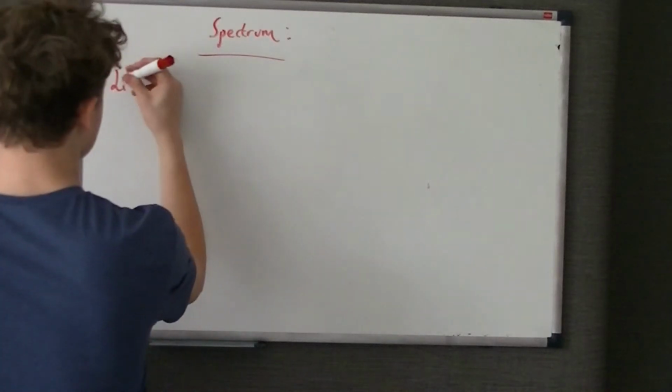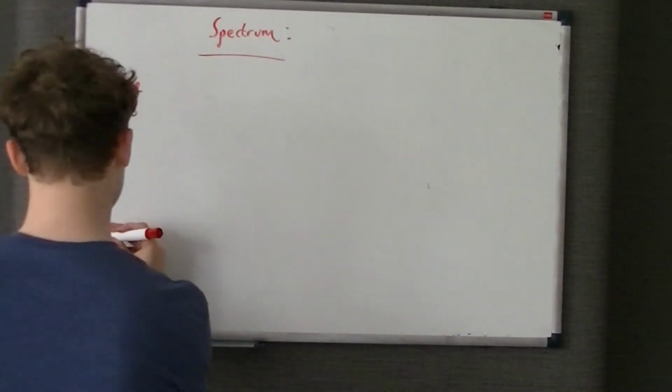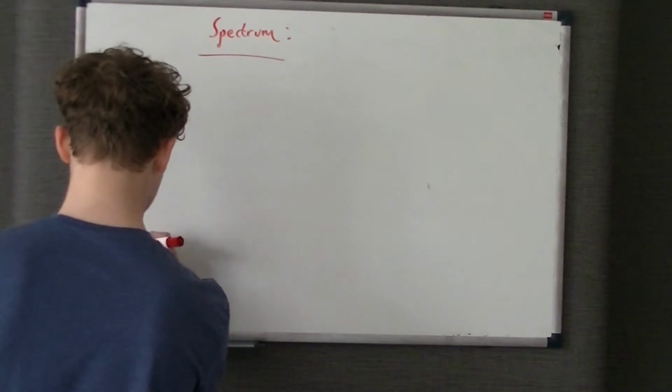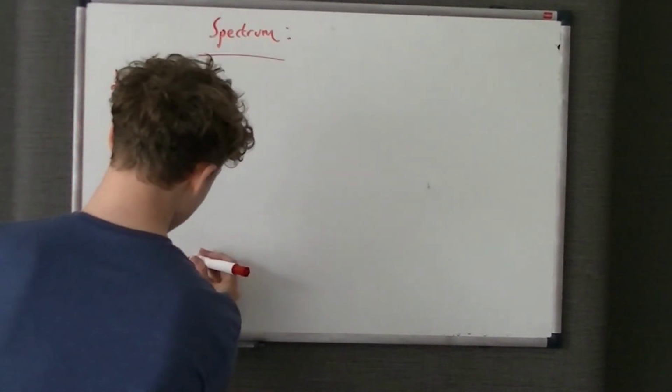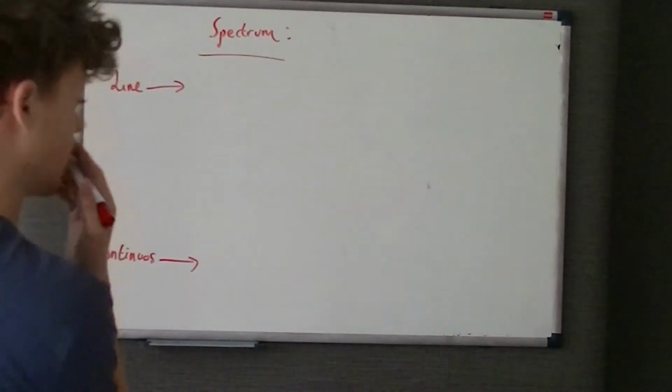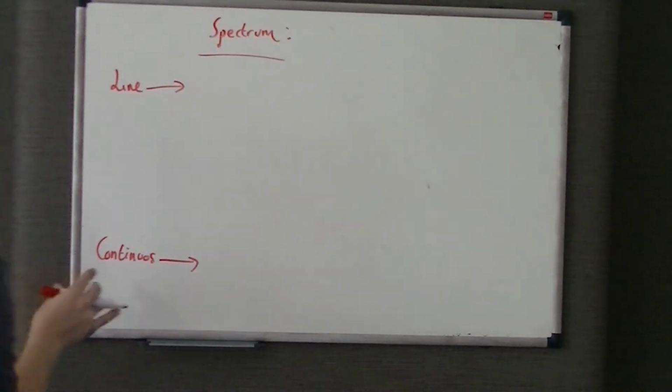Yeah, there's nothing else. Right, okay, so we've got two types of spectrum, as I said. We've got the line spectrum and the continuous spectrum. Well, what's the difference? That's a good question. A line spectrum is different to a continuous spectrum.